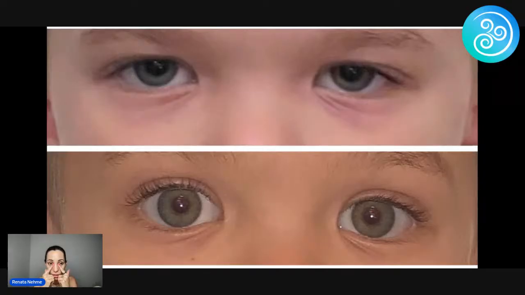You notice also the outside corners of the eyes. They're almost lower than the inner corner of the eyes. Those are called eye canting. Forward head posture.